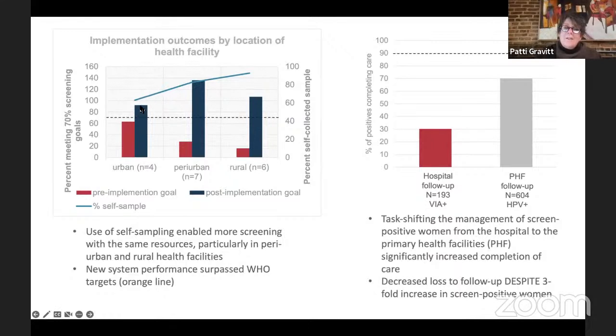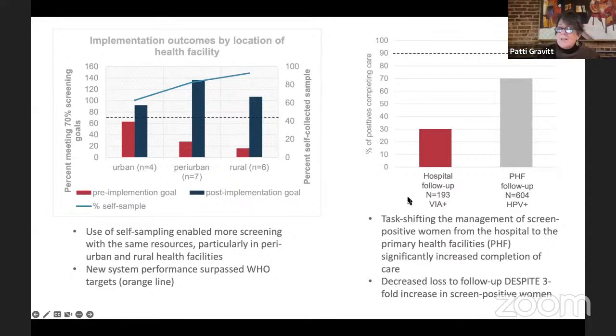You can see that exceeding their goals of 70% screening coverage actually increased proportionately with how often the different health facilities use self-sampling, which I think is also evidence to the mechanism of why HPV increases screening coverage. It literally just becomes a lot more feasible to deliver. And you could see that that was especially true in the peri-urban and rural facilities where they had so many other competing requirements of what the health workers needed to do beyond screening. And so just being able to hand someone a swab to self-collect just became much more reasonable.